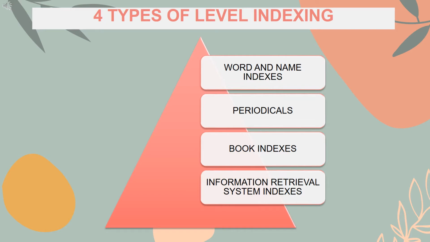Next is book index. A book index is a list of words that are alphabetically arranged at the back of the book. It gives the location of a specific subject matter or name associated with each word. Last but not least is information retrieval system indexes. It is defined as selective systematic recall of logically stored information. For example, the use of OPAC at UiTM Puncak Perdana Library.